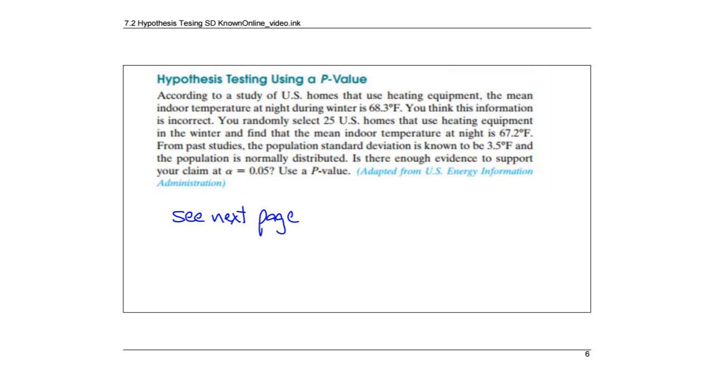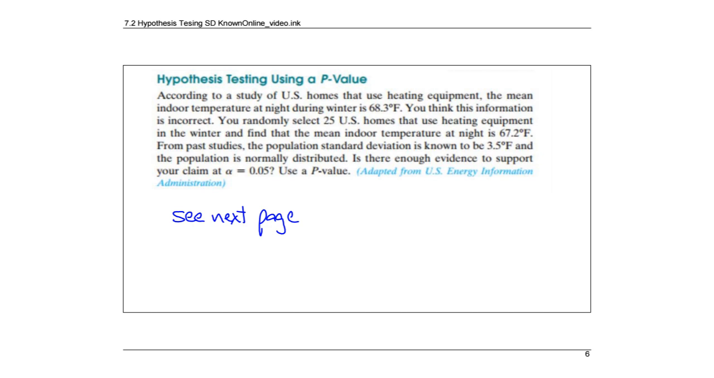All right, so let's look at another problem. We're looking at a study of US homes that use heating equipment. The mean indoor temperature during winter is 68.3 Fahrenheit. You think this information is incorrect, and so you randomly select 25 homes, and you see that the sample mean is 67.2 degrees Fahrenheit. And then from past studies, you know that the population standard deviation is 3.5 degrees Fahrenheit and that the population is normally distributed. We needed to see that because the sample size is less than 30, it's 25.